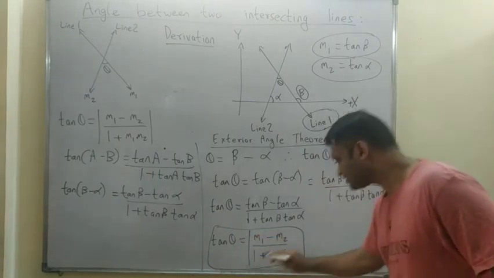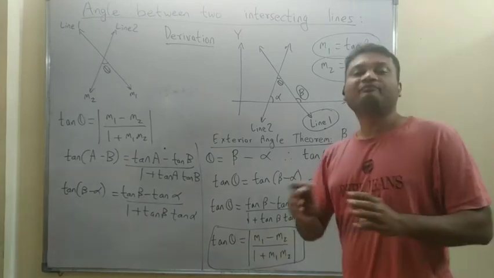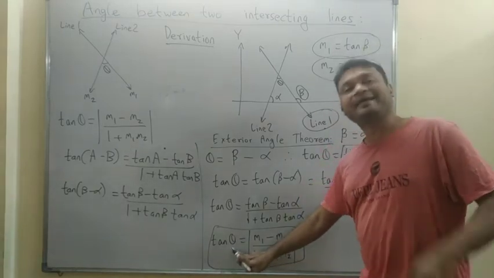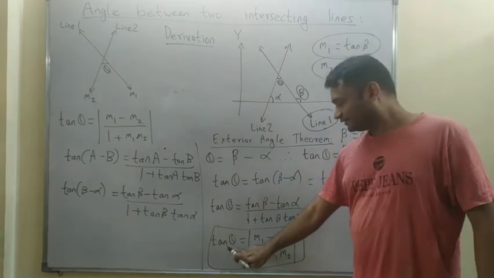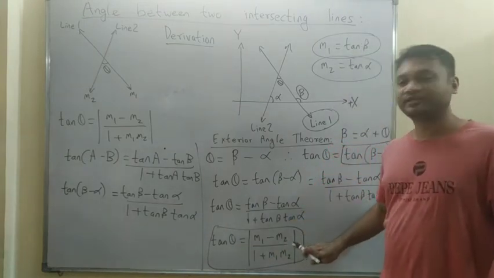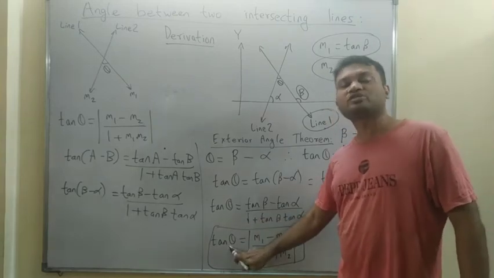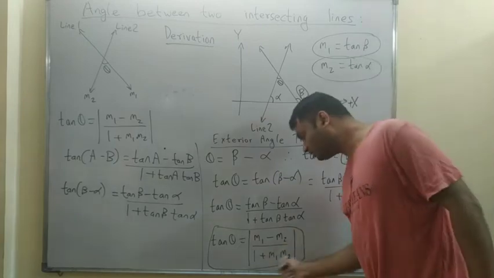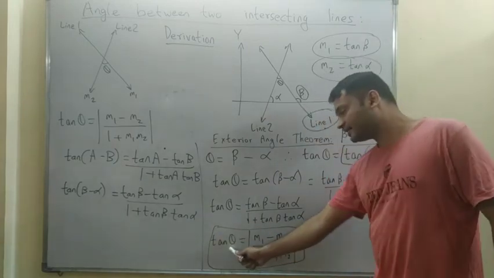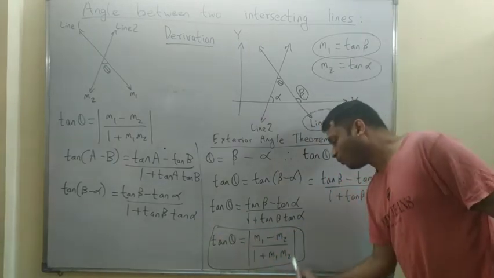Now we put a mod sign here, because this theta angle can be obtuse or acute. If theta is acute, then this tan theta will come out to be positive, and if theta is obtuse, then it will come out to be negative. So from this formula, we will always get the acute angle if I put the mod sign here.